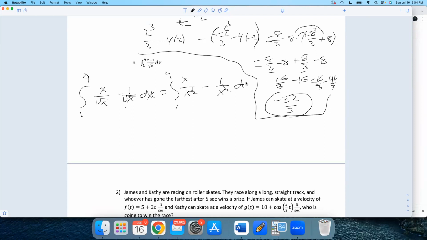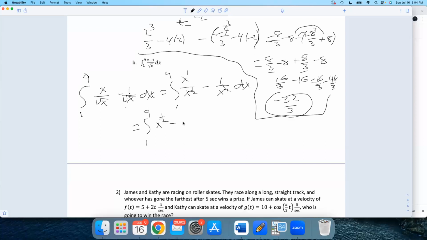How do we divide like bases? We subtract the exponents. So 1 minus 1/2, this is just algebra. I haven't done any calculus yet. No calculus has happened yet. 1 minus 1/2 would be positive 1/2.